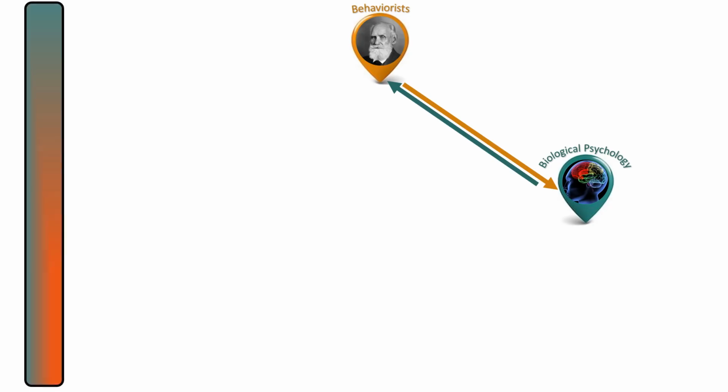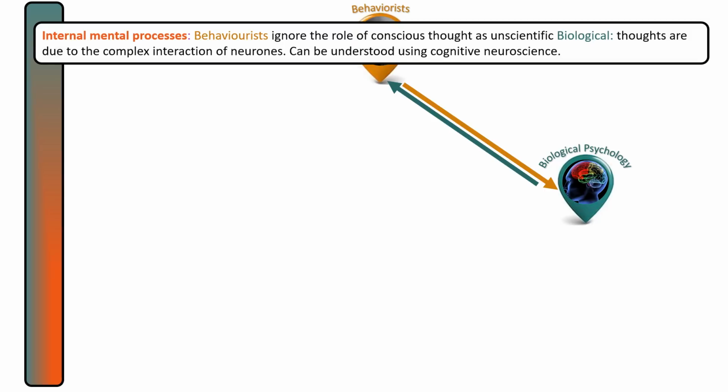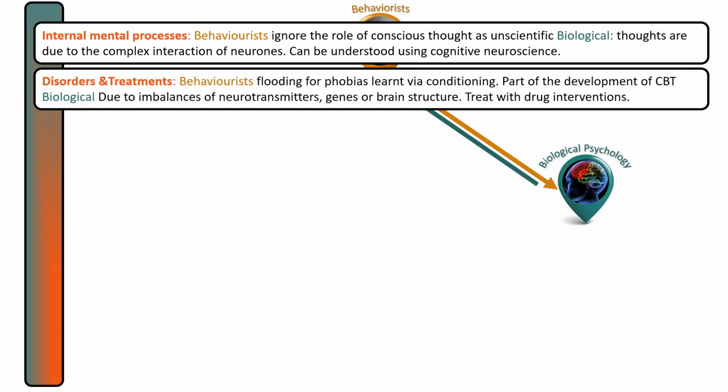So next up we have the behaviourist compared to the biological approach. So when it comes to internal mental processes, again, behaviourists completely ignore the role of conscious and unconscious thought as simply unscientific because it can't be directly measured. Biological psychologists say thoughts are due to the complex interaction of neurons in the brain, and thoughts can be understood by looking at cognitive neuroscience.